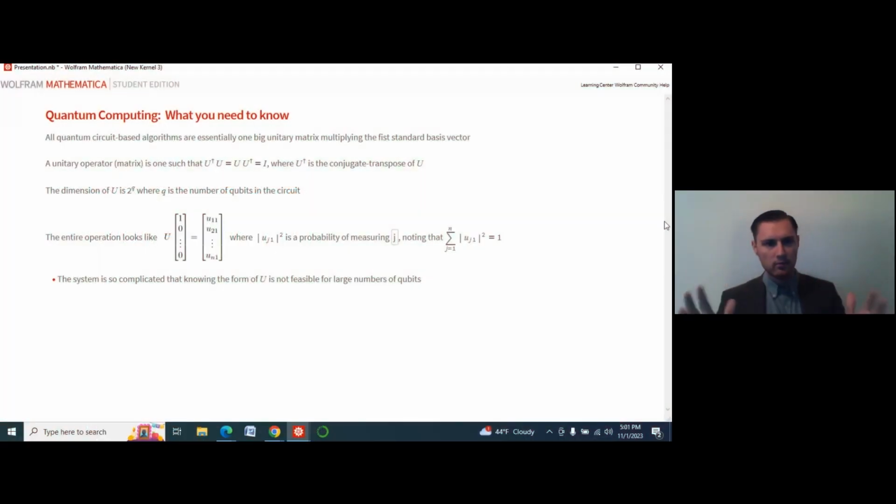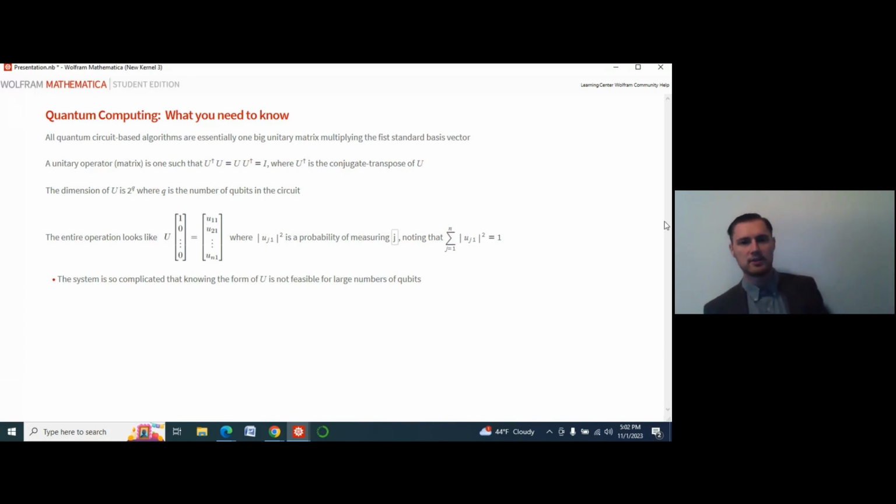So big picture, really big picture, all quantum circuit-based algorithms are essentially one big unitary matrix multiplying the first standard basis vector. So what that means is a unitary operator is a matrix such that when you multiply it by its conjugate transpose, you get back the identity matrix. So essentially you can think of this as a bunch of operations that are done and then a bunch of operations that are undone, and every operation you do, you can undo.